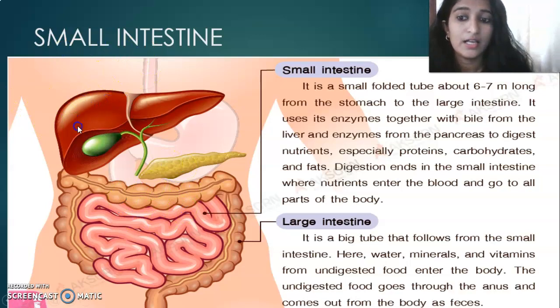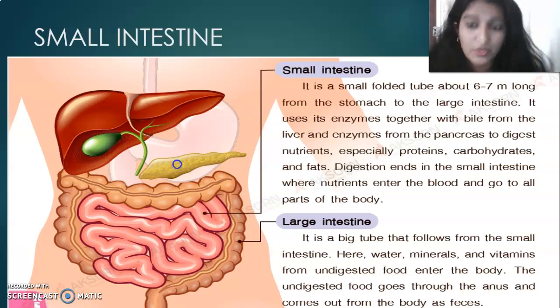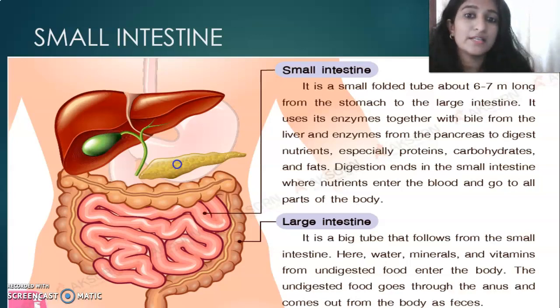Next, the liver. You can see this green colored portion. This green portion is called the gallbladder, which secretes bile. Bile comes from the liver. Bile juice. And the pancreas secretes pancreatic juice. The liver secretes bile juice, the pancreas secretes pancreatic juice, right? They are secreted into the intestine.